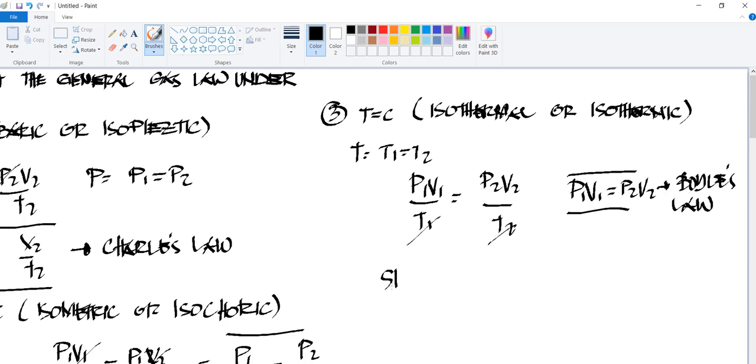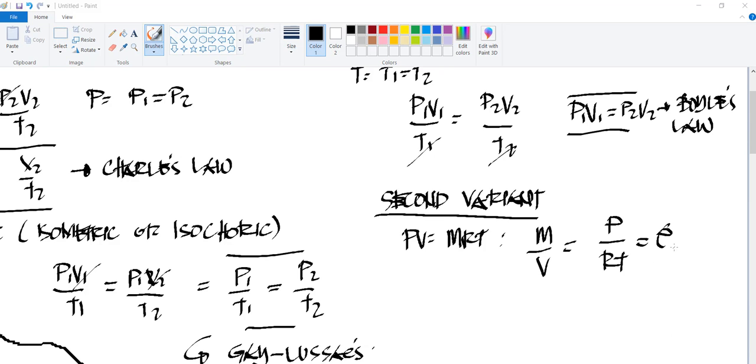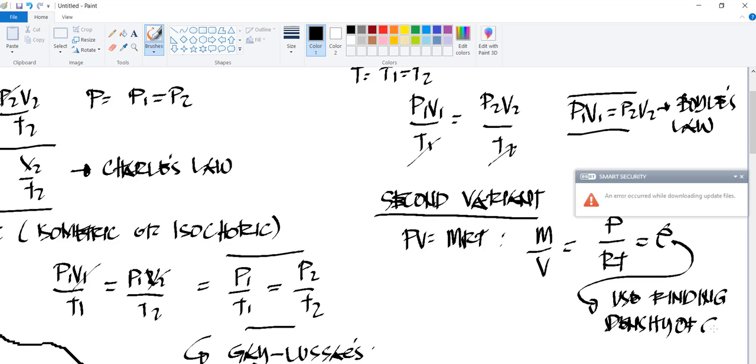So we have the second variant of the ideal gas equation. You have PV = mRT, so it can be expressed as mass over volume, which is equal to P over RT, which is now equal to the density. This equation is used in finding the density of a gas.